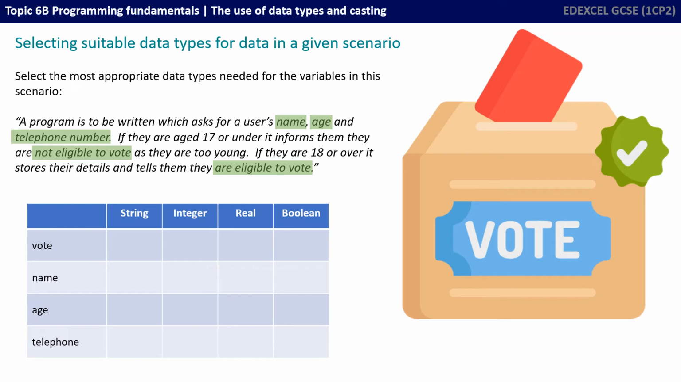So are those variables going to hold a string, an integer, a real or a boolean? Why don't you pause the video and see if you can have a go yourself, and then unpause it and see if you got it right.